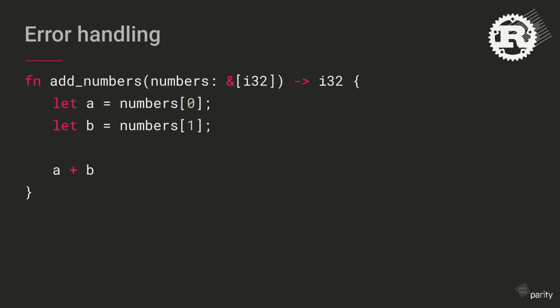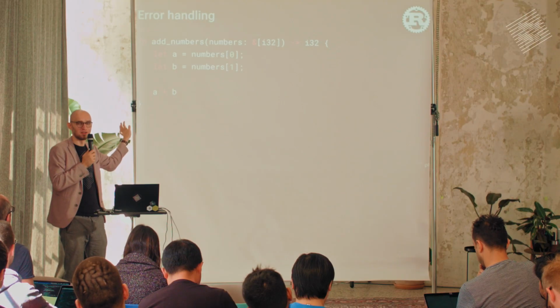So I have this piece of code, which is add numbers. I get a slice of numbers and return a number. I get the first and the second number and add them together. And this is horribly wrong. Why is this wrong? Can anyone tell me why this is horribly wrong?